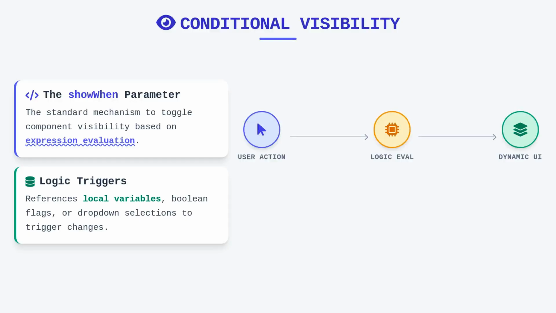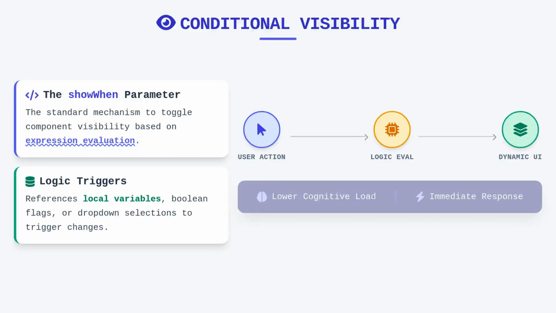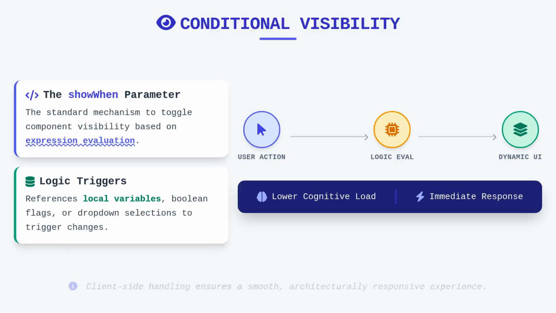If a user selects a specific option from a checkbox, you might reveal a set of secondary text fields that were previously hidden. This keeps the interface clean by only presenting relevant information, reducing cognitive load on the user. Because this is handled client-side, the transition is smooth and immediate, reinforcing the perception of a well-architected, highly responsive application.